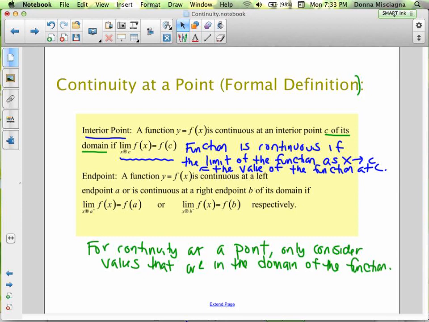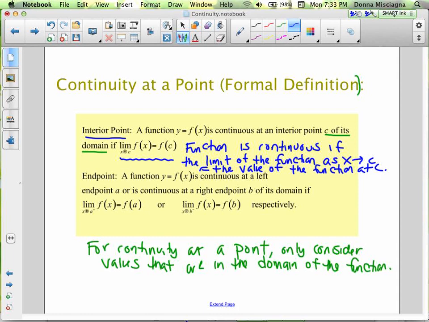What if you're an endpoint, right? Now an endpoint can't have a two-sided limit because it's missing a side, right? If you're the left endpoint, you have a right-hand limit. If you're the right endpoint, you have a left-hand limit, but you don't have the other, right? If you're the endpoint on the left-hand side, that's it. There's nobody coming from the left. You're the end.